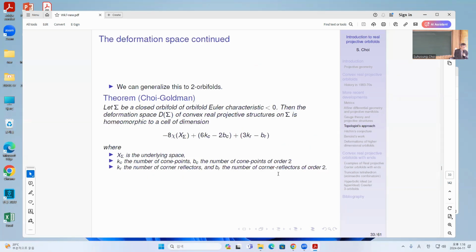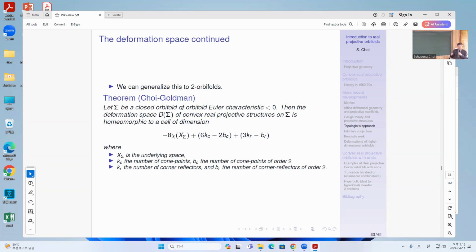And then you can generalize this to orbifolds, and so if a closed orbifold has negative Euler characteristic, then the deformation space is homeomorphic to a cell of this dimension. So X_Σ is the underlying space, and K_C is the number of cone points. B_C is the number of cone points of order 2, and K_R is the number of corner reflectors, and B_R is the number of corner reflectors of order 2. Okay. So I'm doing only the closed case.